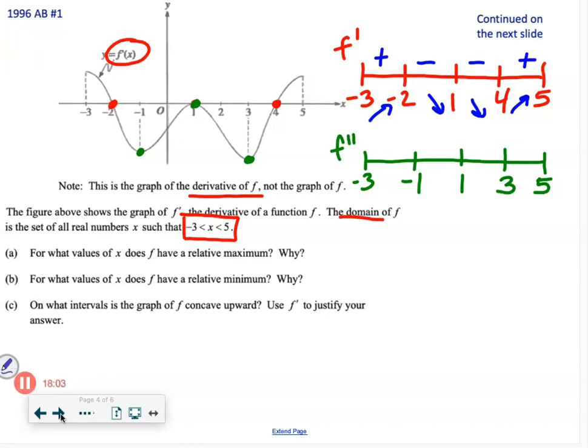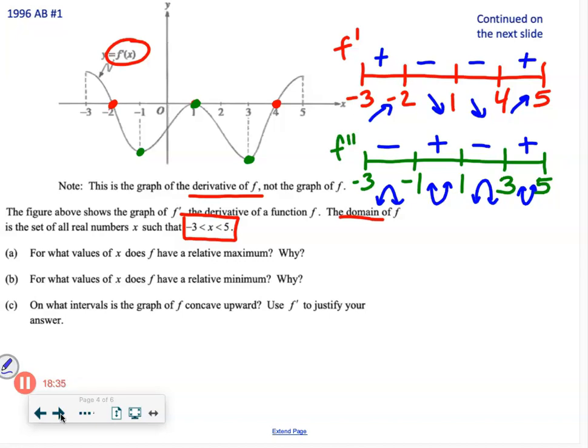From -3 to -1, f prime is decreasing, so f double prime is negative. From -1 to 1, f prime is increasing, so f double prime is positive. From 1 to 3, f prime is decreasing, so f double prime is negative. And from 3 to 5, f prime is increasing, so f double prime is positive. I'm going to fill in our little concavity symbols. All right, and now we've got both of our sign lines, and now we can answer all of our questions.